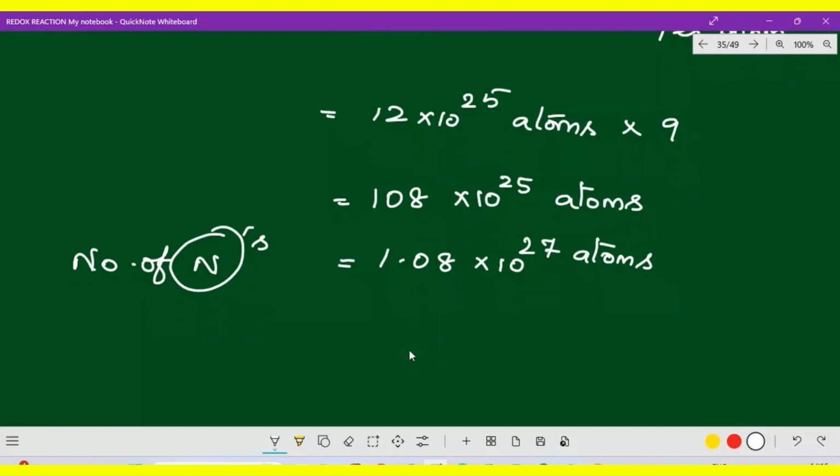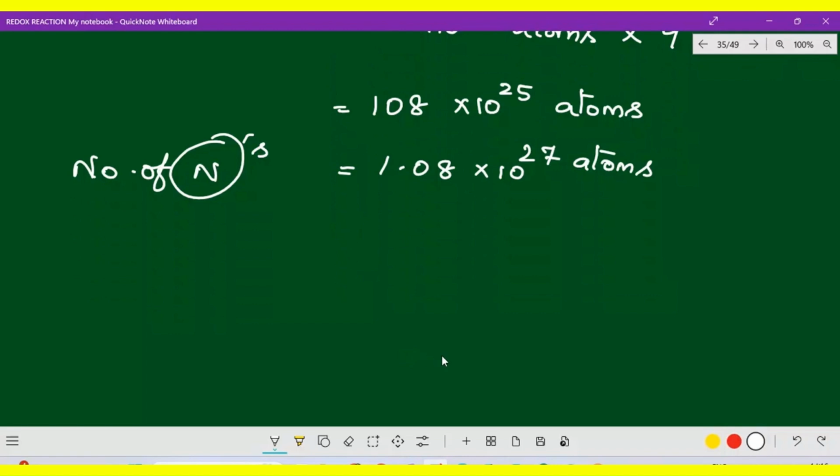Okay, now we have to express it in Avogadro number also. So how do we identify Avogadro number? Na, they have given. So Na is equal to 6.023 into 10 to the power of 23. But here they mentioned only 6 into 10 to the power of 23.